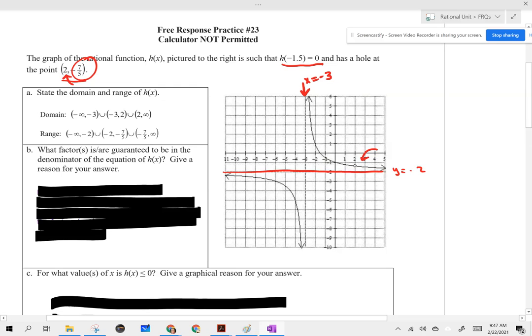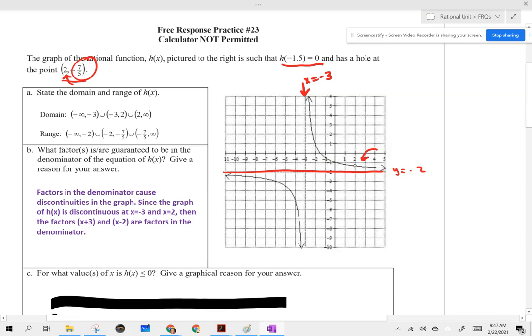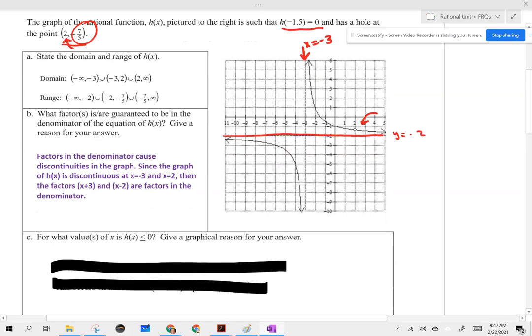On B, what factors are guaranteed to be in the denominator of the equation? Give a reason. All right. So we know that the factors in the denominator cause discontinuities in the graph. Since the graph of h of x is discontinuous at x equals -3 and x equals 2, then the factors x plus 3 and x minus 2 are factors in the denominator. Let's take a look at C.